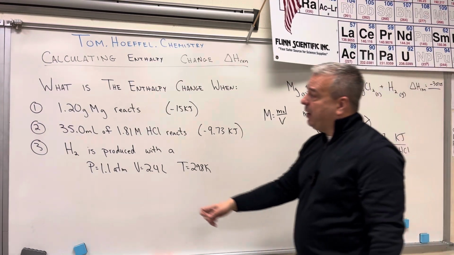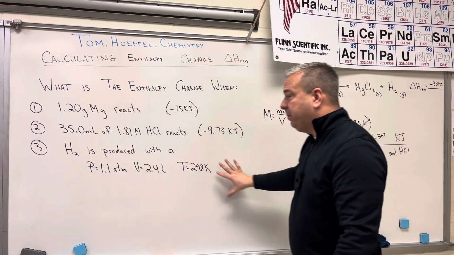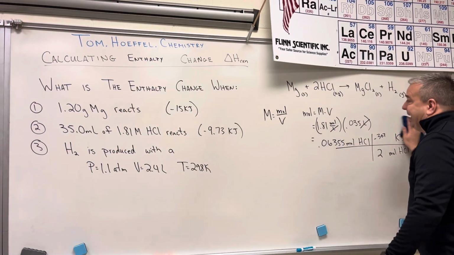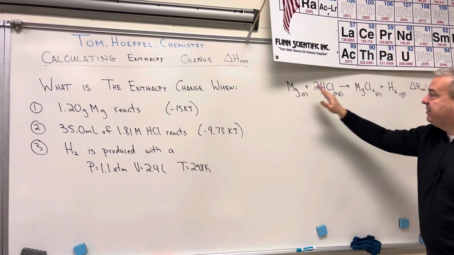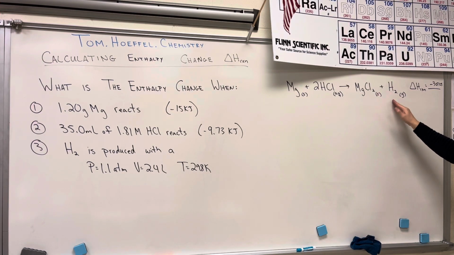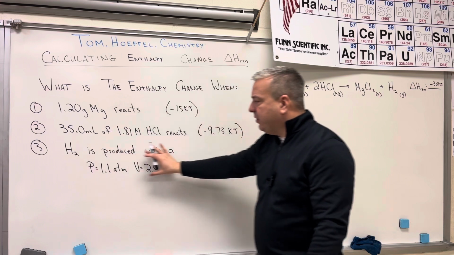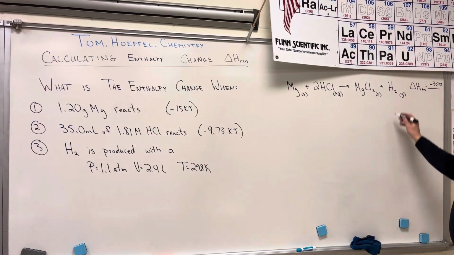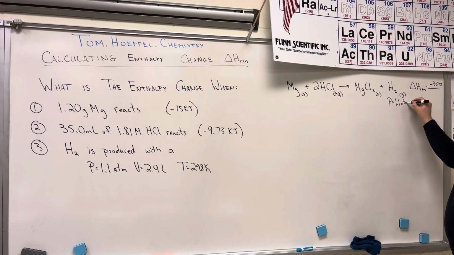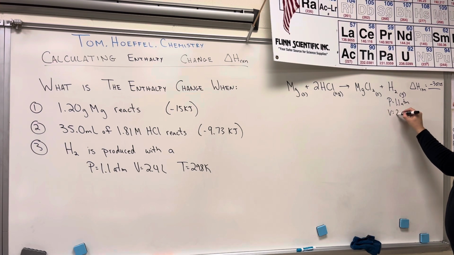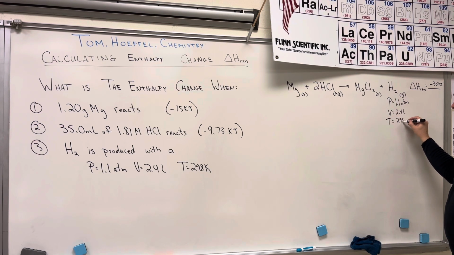So the first problem dealt with mass. The second problem dealt with the solution. This third problem is dealing with a gas. So we dealt with solids, solutions, and now we're going to talk about gases. What this problem is saying is, a certain amount of hydrogen is being produced. That hydrogen has a pressure of 1.1 atm, the volume of that gas is 2.4 liters, and the temperature is 298 K.